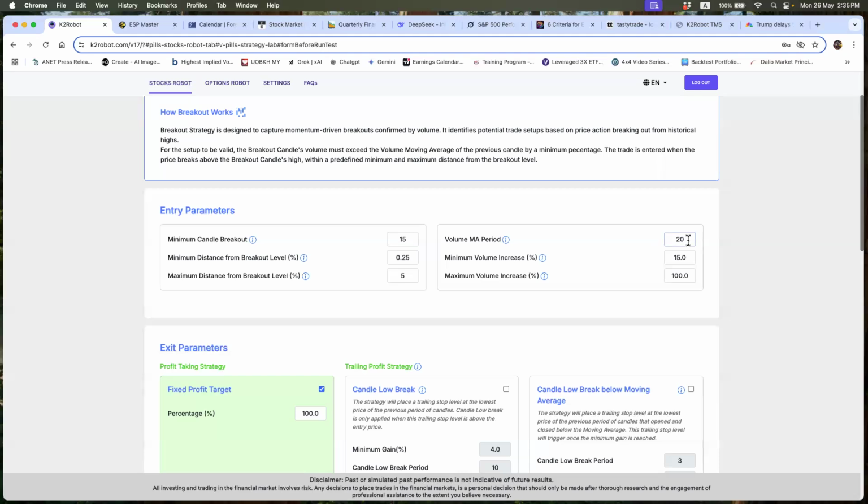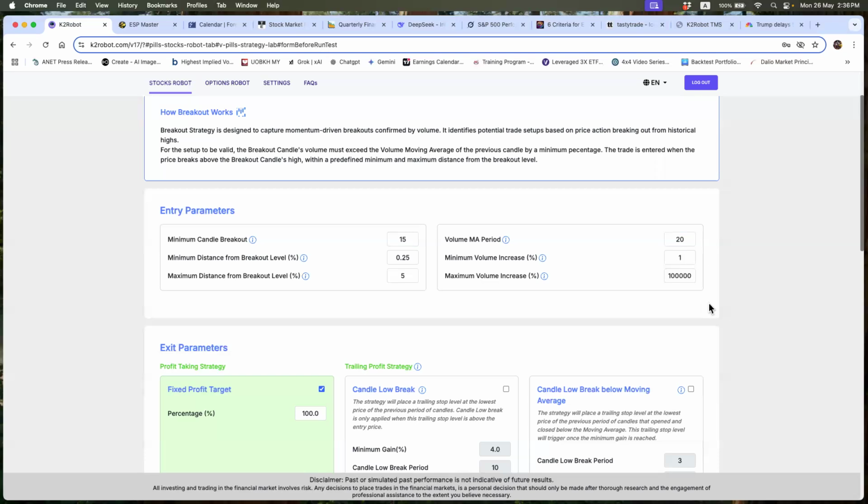Volume MA, okay, I will leave it at 20, but minimum volume increase, it needs 15% versus the past 20 days, which is quite stringent. Probably that is why the last two back tests, we don't have a lot of trades. So I'm going to reduce this to just 1%. Okay, and then maximum volume increase, actually volume increase, the higher the better. So I'm going to put ridiculous numbers so that I capture almost all the cases of maximum increase.